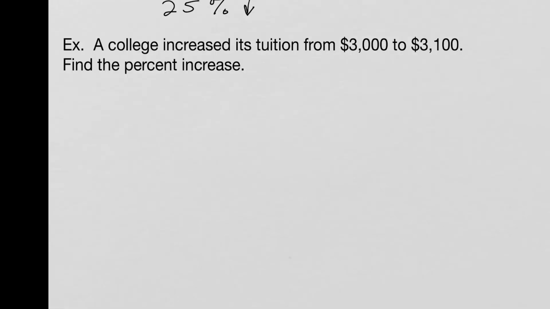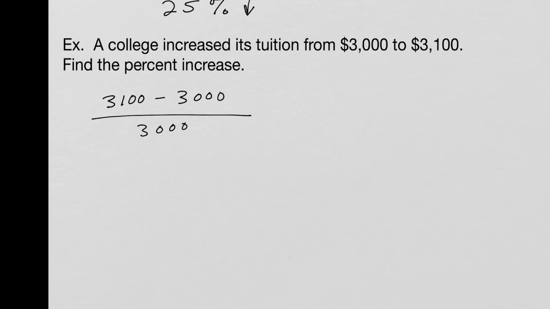Okay, in this example, we're told a college increased its tuition from $3,000 to $3,100. Find the percent increase. Okay, so again, we form our ratio. The numerator is going to be the difference, right? And again, we don't care which one really represents the new and the original. We just want to find the difference, and we want to make it positive. So it'll be largest minus smallest. So 3,100 minus 3,000 over the denominator, which is always the original value, right? The tuition went from 3,000, so that's the original 3,000. The new value is 3,100, so we want to divide by the original.